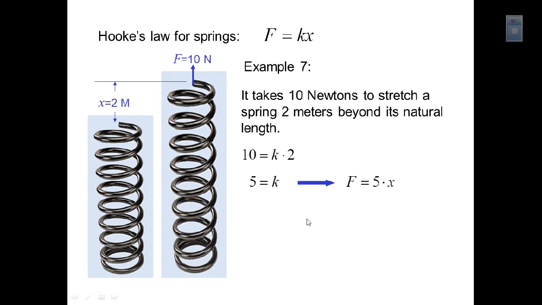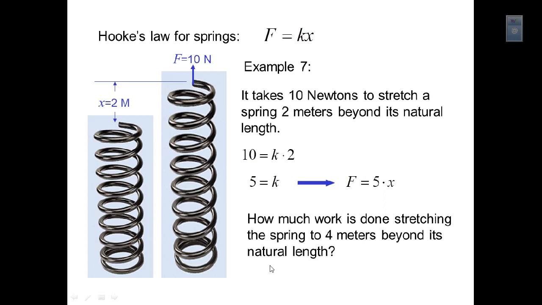But the thing is, it is not a constant force. It's a constant force for every meter, yes, but you've got to understand, it took you 5 newtons to hold it at 1 meter past its natural length, and it takes 10 newtons to hold it at 2 meters. So you're exerting more force the further you pull it. So when we add all those things up, let's find out how much work is done.